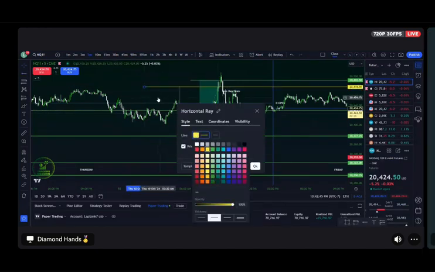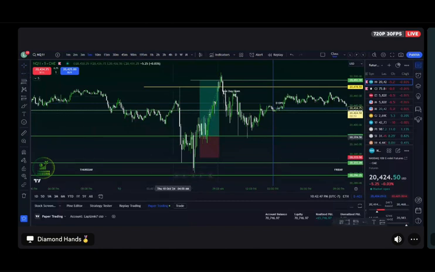Different color. Okay. So that was the CPI range right here. So I think this is 478. This was my target right here. My TP.